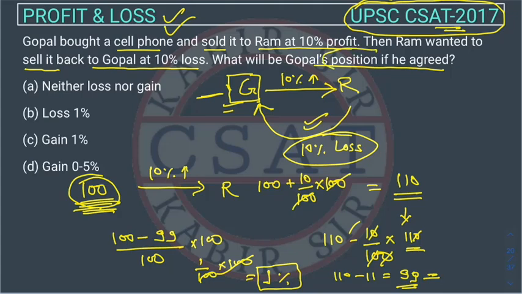So what is Gopal's position he is asking? The question is asking Gopal's position. So he is gaining a gain of 1%. So option C is the right answer. This is an easy question. If you understand the basics, you can solve this type of question very easily. First of all you have to focus on understanding the concepts. The tricks we can use, I will cover those things at a later stage.